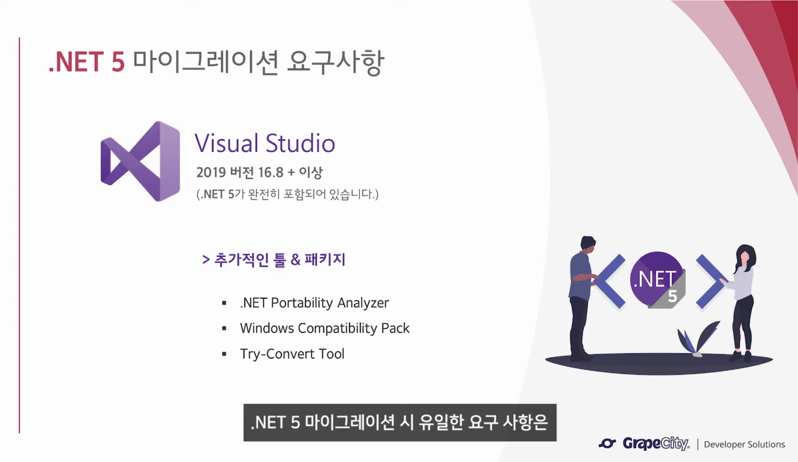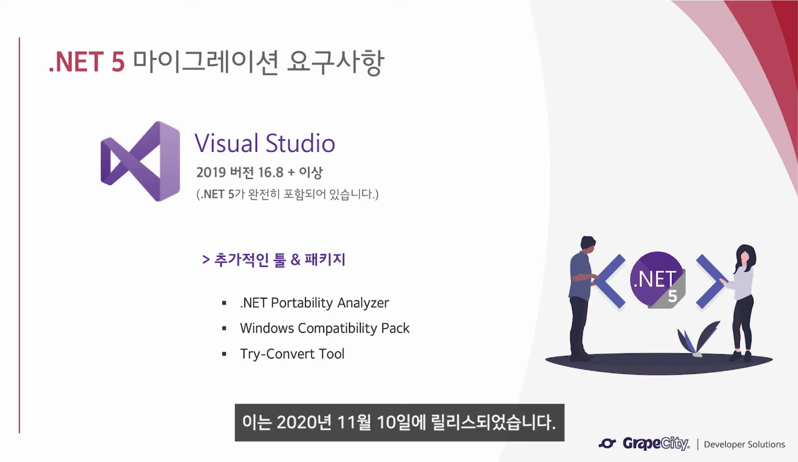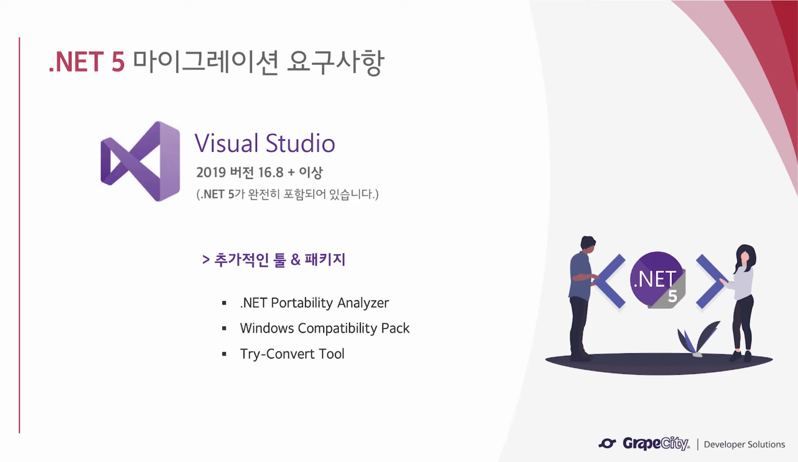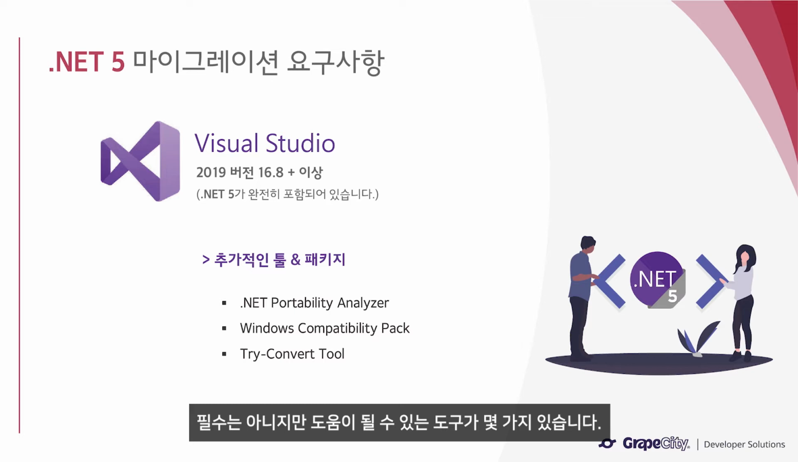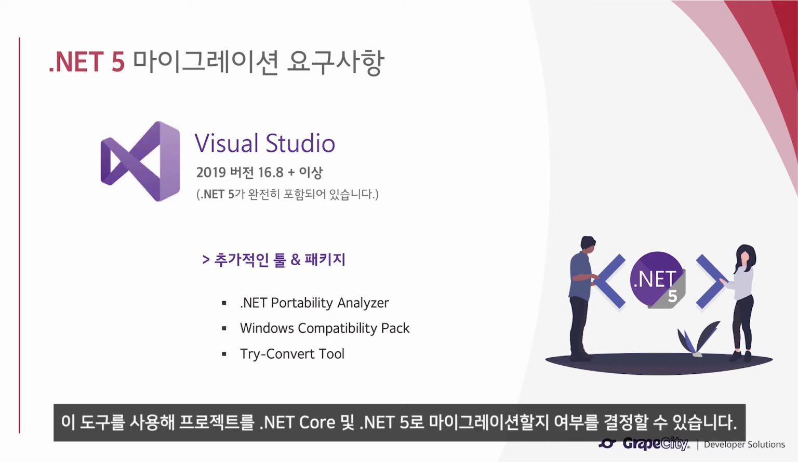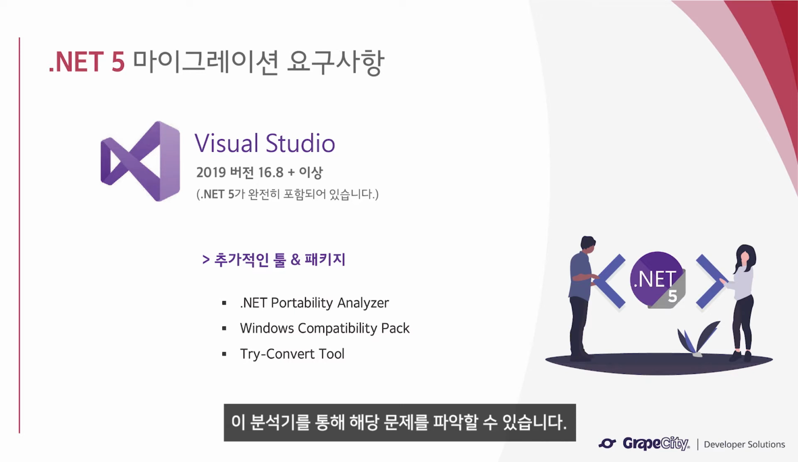The only requirement to work with .NET 5 is to make sure you have the latest version of Visual Studio, which is 16.8 or higher, which was released on November 10th, 2020. This includes the .NET 5 Runtime, SDK, and project templates. There are some other helpful tools that aren't required but may help. For example, there's the .NET Portability Analyzer. You could use this to determine if your project will migrate to .NET Core and .NET 5. If your project has potential issues, such as referencing unsupported libraries, the analyzer helps you identify those problems.